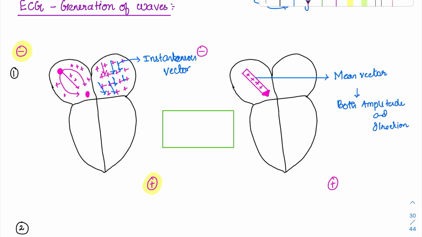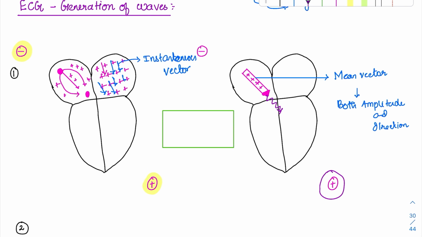Now let's go back and see what the direction will be. The SA node is firing like this and it is spreading like this. This SA node firing will ultimately go in this direction, and the instantaneous mean vector will be in this direction. So it is a depolarization wave. Now tell me, depolarization is going towards a positive terminal, as you can see here. What will be the deflection? The deflection will be positive, because we saw positive ions going towards positive.